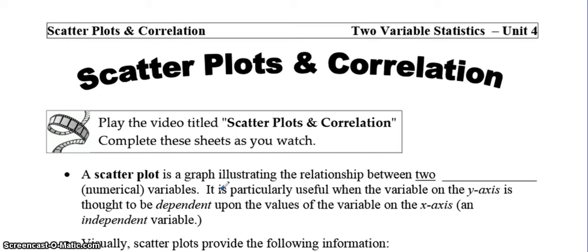Hello there, and welcome to your first video of Unit 4. Unit 4 deals with two-variable statistics, which means you are comparing the relationship between two variables. The graph that we would be examining in this unit would be the scatter plot, where you would have one variable on the x-axis and one variable on the y-axis.